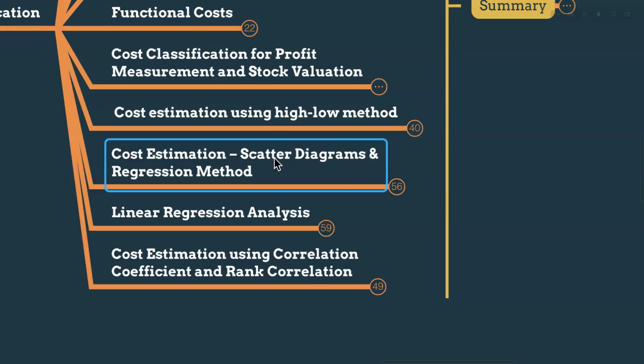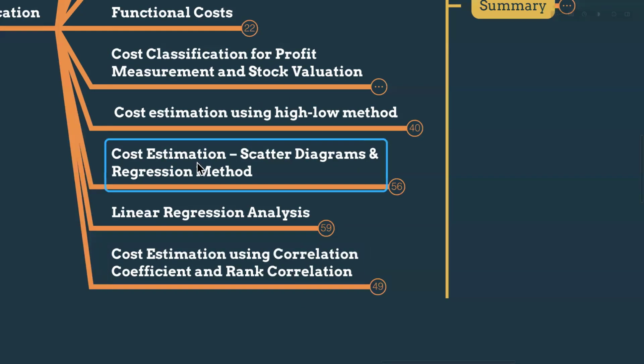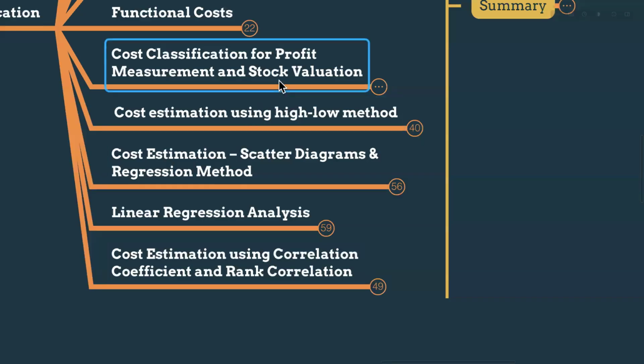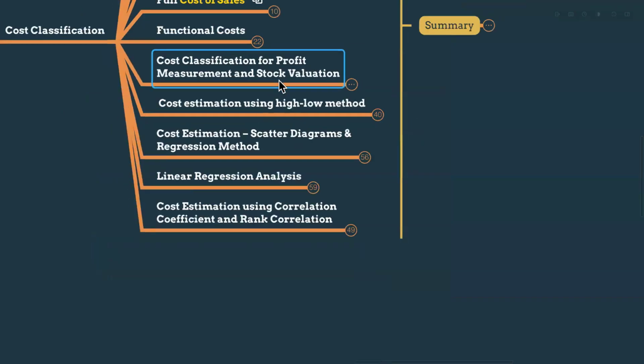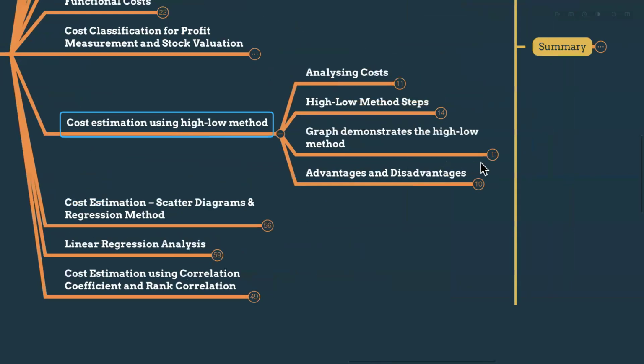Then, cost estimation with scatter diagrams, the regression method and linear regression analysis. And after that, the final method is cost estimation using the correlation coefficient and rank correlation. These are very much related to statistics and business mathematics areas, and we are going to match that with the cost classification parts as well. So first, cost estimation using the high-low method, my dear.